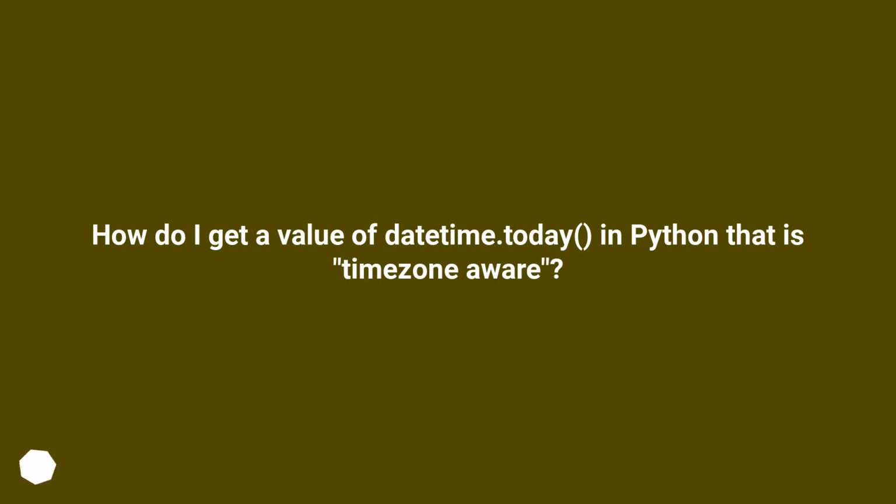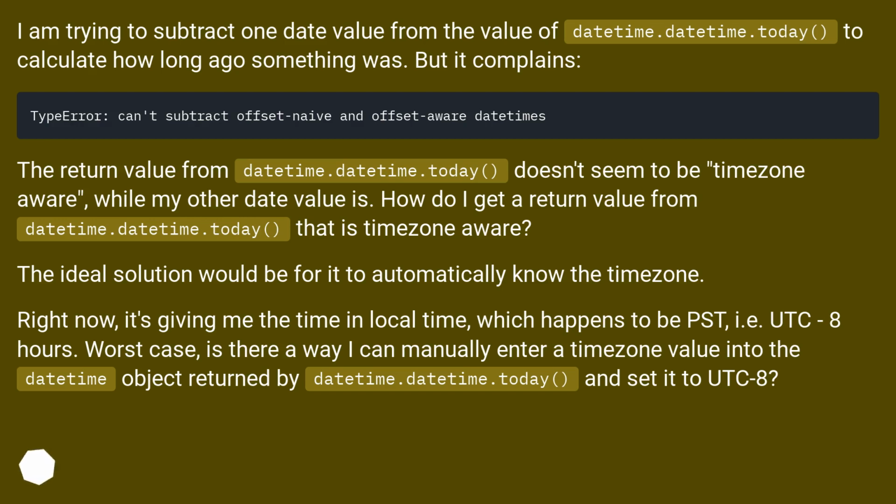How do I get a value of datetime.today in Python that is time zone aware? I am trying to subtract one date value from the value of datetime.today to calculate how long ago something was. But it complains.